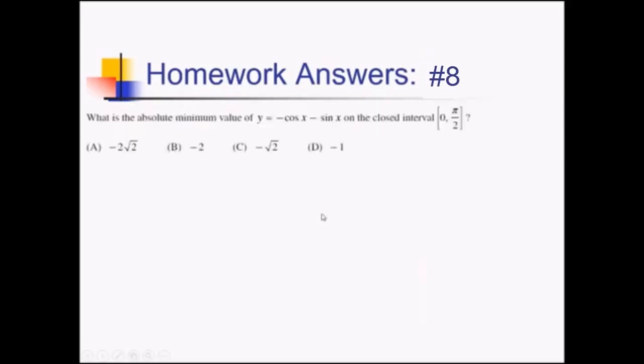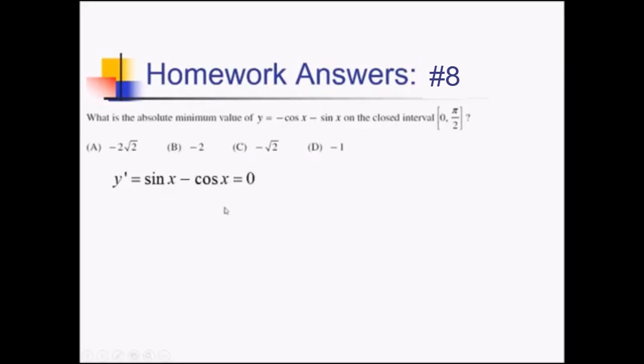On this no calculator problem, we want to know the absolute minimum value of negative cosine of x minus sine of x on this interval here. So the fastest way to do this is to look for critical values, plug those in along with the endpoints, and see what gives us the lowest value using the candidates test. So for y prime here, that's going to be sine of x minus cosine of x.